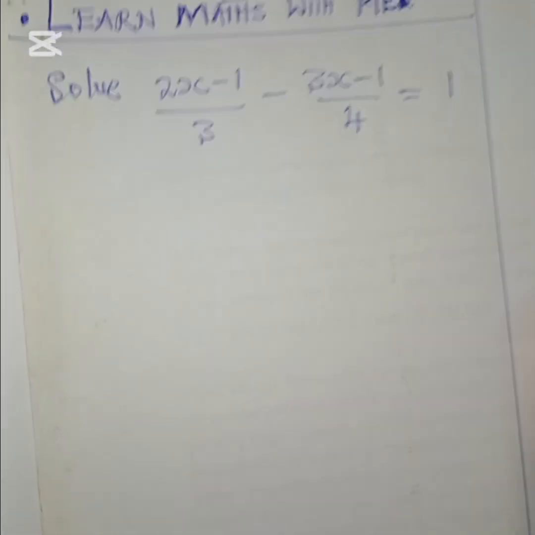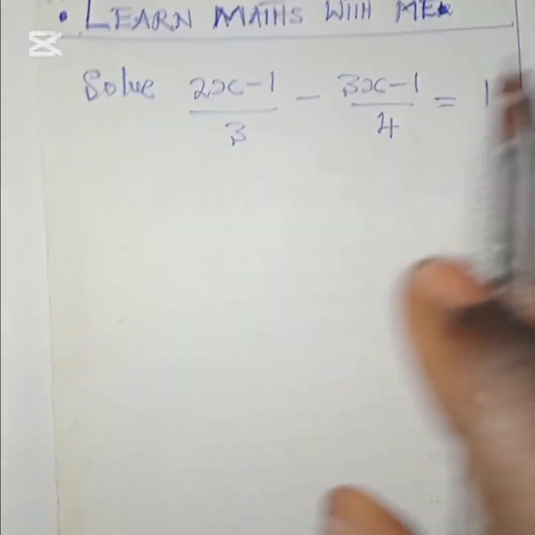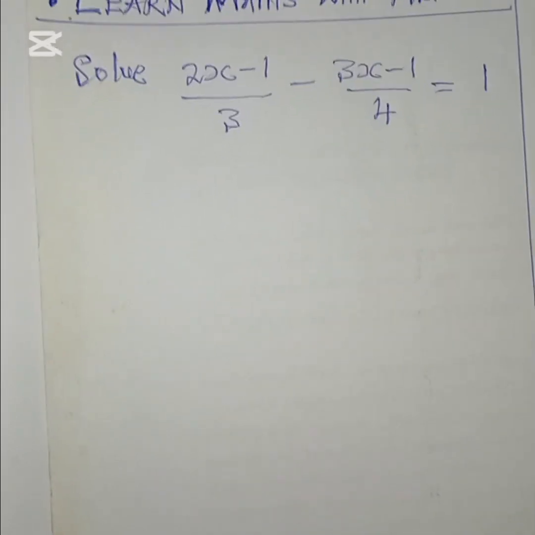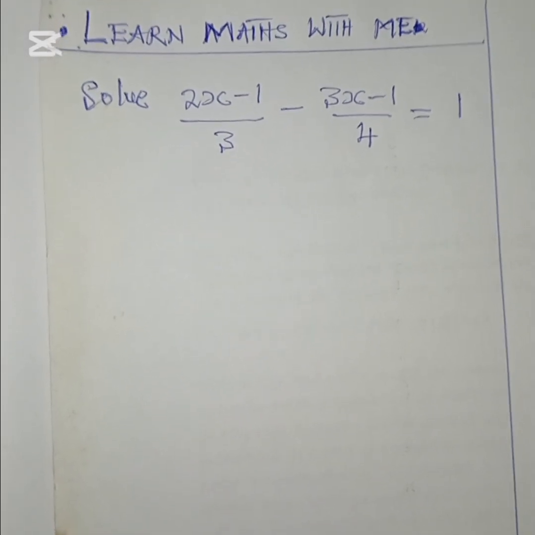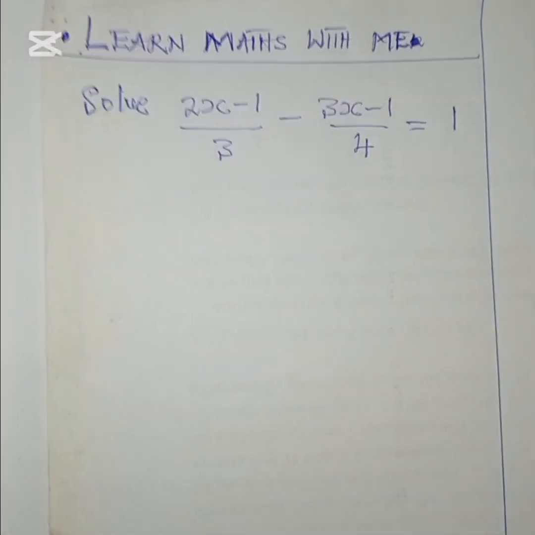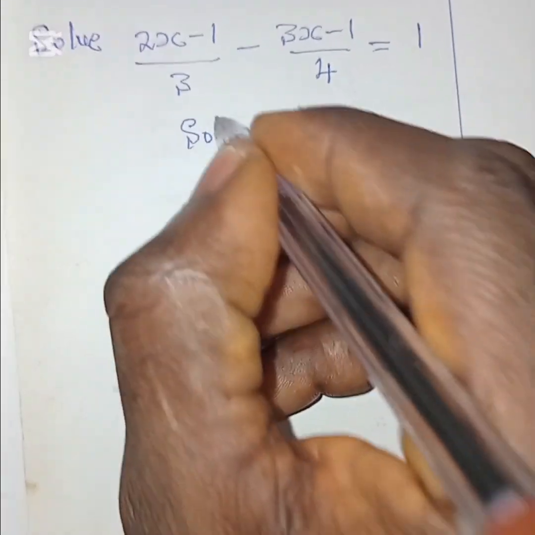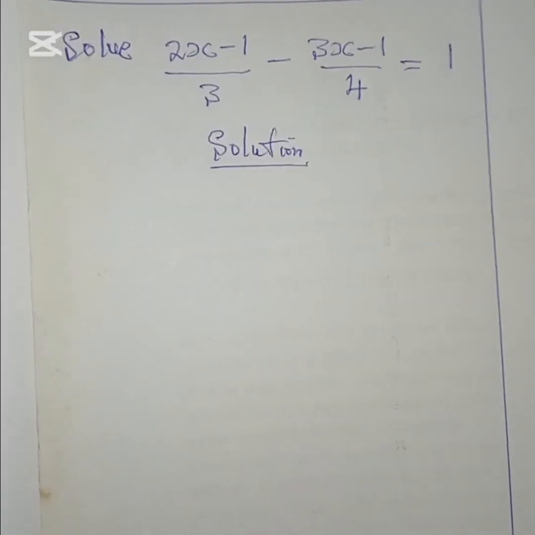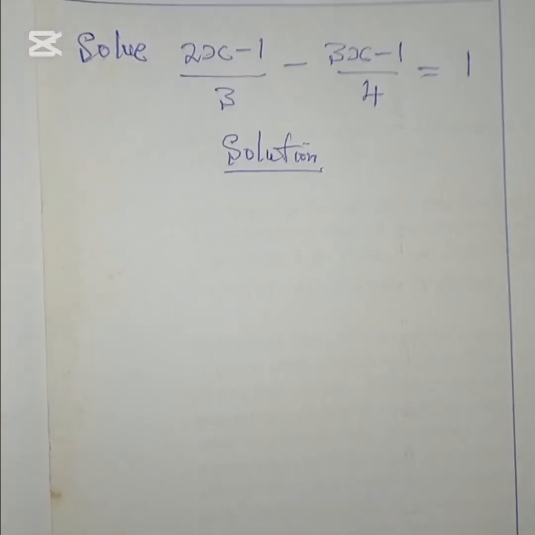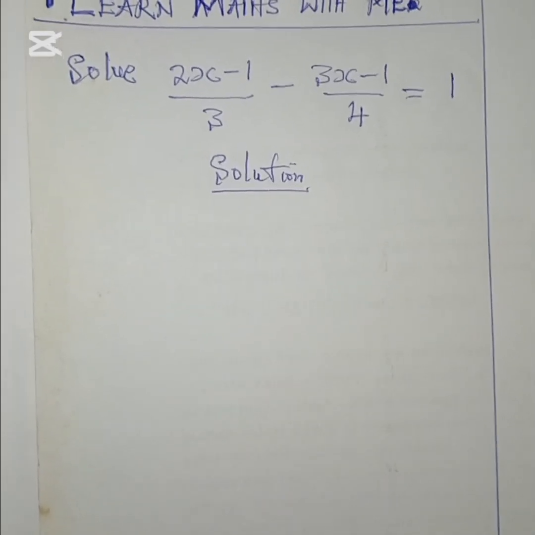Now what we are looking for is the value of what? Of x. So we are going to solve and find the value of x at the end of the question. At the end of everything, we are going to look for the value of what? X. X remains the unknown. So now the first thing you will do, you say solution. Now this is the first thing that you do. Putting solution means you have started the process of finding the value of x.